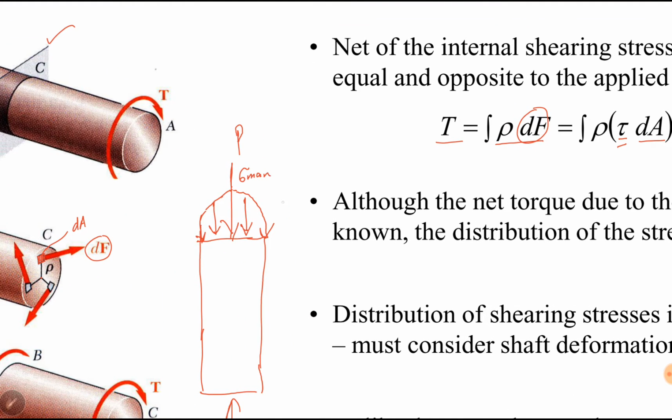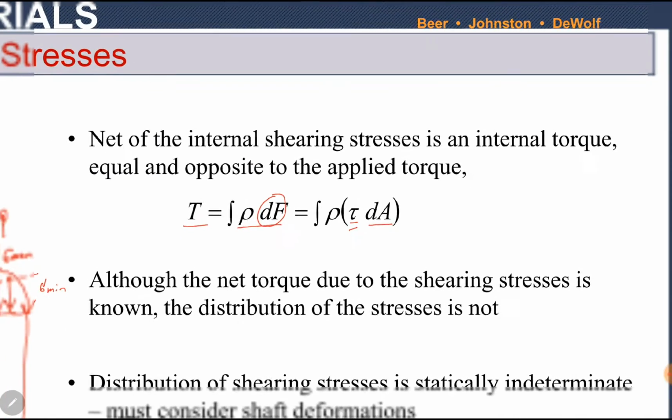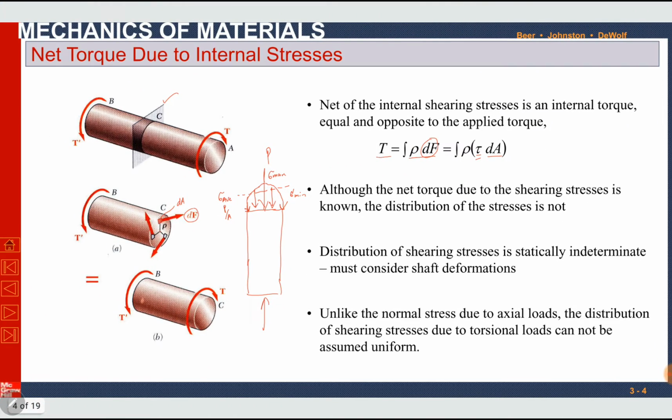Here it will be maximum and here it will be minimum. But then we considered an average stress, which is constant, the average of maximum and minimum, which is equal to P over A. But in terms of shear stress due to torque, we cannot consider this distribution as constant. We must know the formula of maximum stress and minimum stress, and we must know their variation.